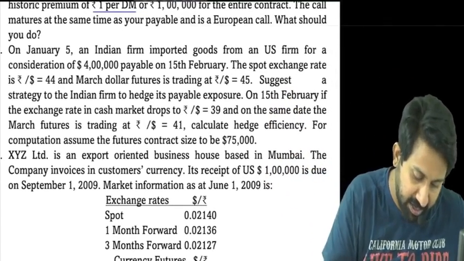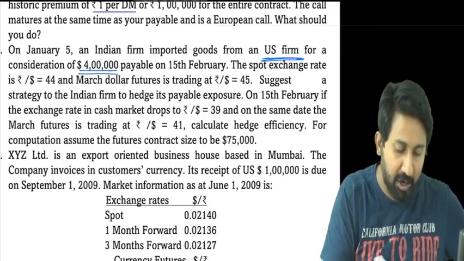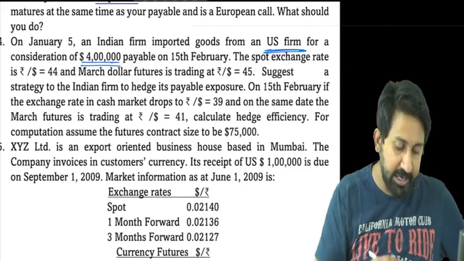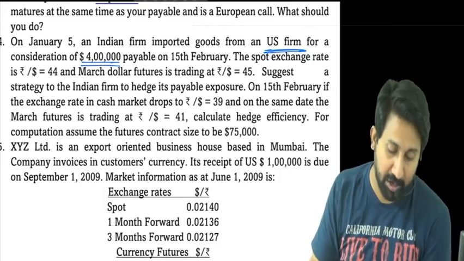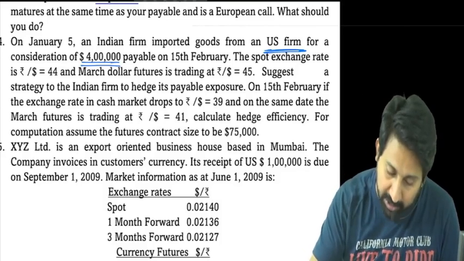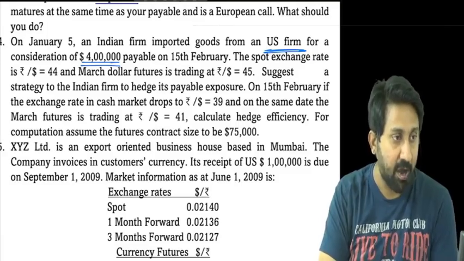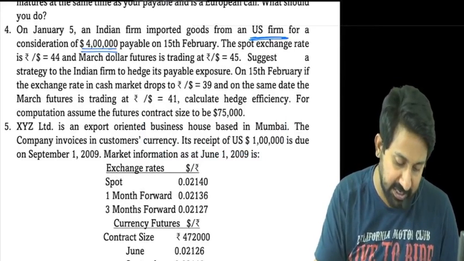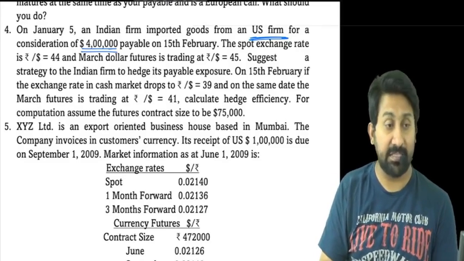On January 5th, an Indian firm imported goods from a US firm for a consideration of $4 lakh payable on 15th February. The spot exchange rate is $1 equal to rupees 44 and the March dollar futures is traded at $1 equal to rupees 45. Suggest a strategy to the Indian firm to hedge its payable exposure. On 15th February, if the exchange rate in the cash market drops to $1 equal to rupees 39, and on the same date March futures is trading at $1 equal to 41, calculate the hedge efficiency. For computation, assume the futures contract size to be $75,000. This is the question that he asked.